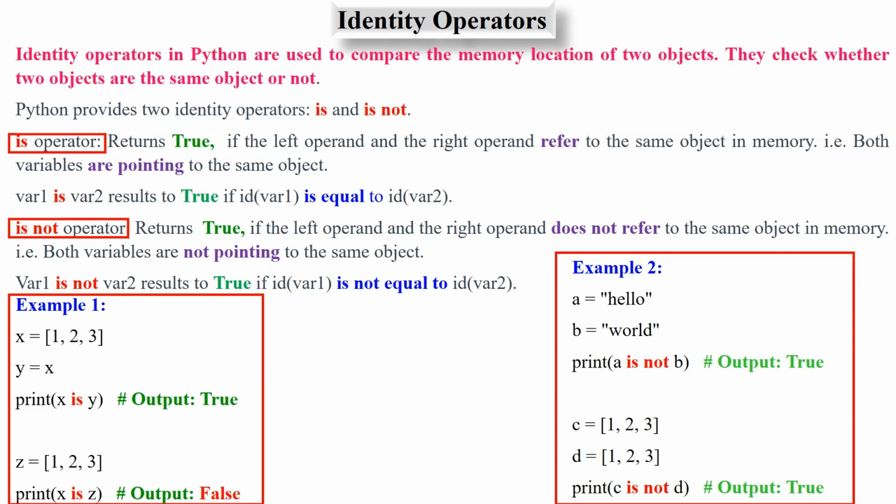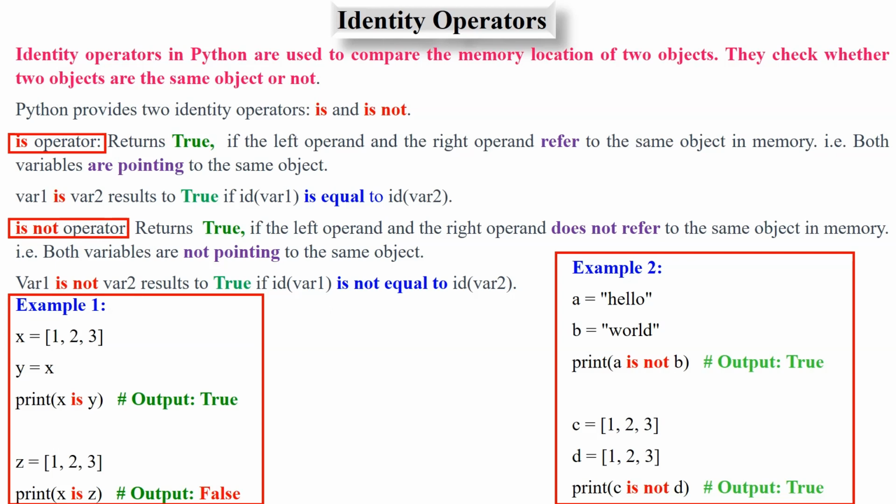In the second part, a new list [1, 2, 3] is created and assigned to the variable z. The print statement checks if x and z refer to the same object using the is operator. However, even though x and z have the same values, they are separate objects in memory. Hence, the expression x is z evaluates to false. Therefore, when you print the results, the output will be true for the first print statement, false for the second print statement.